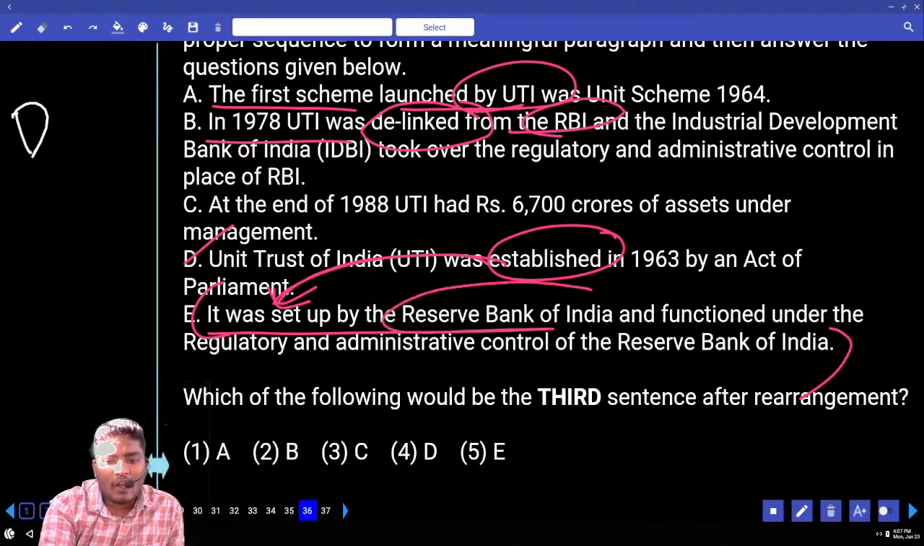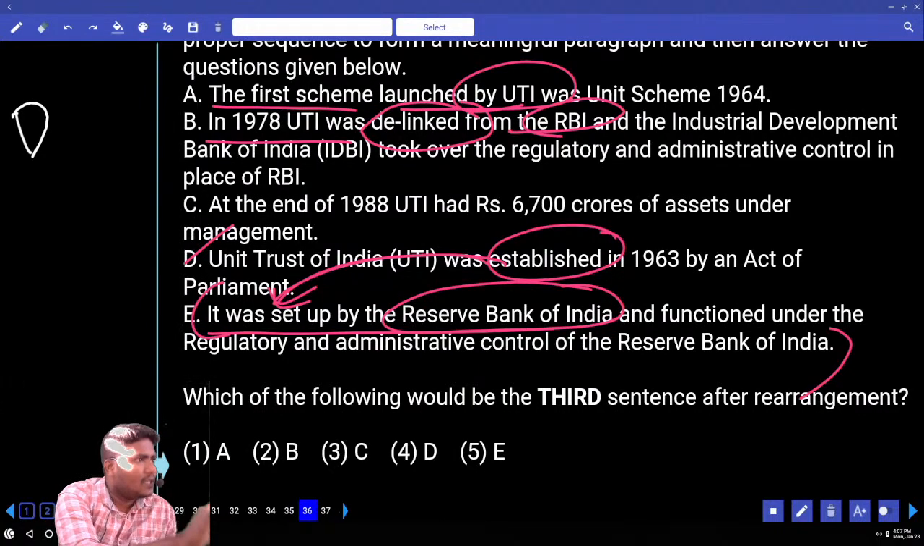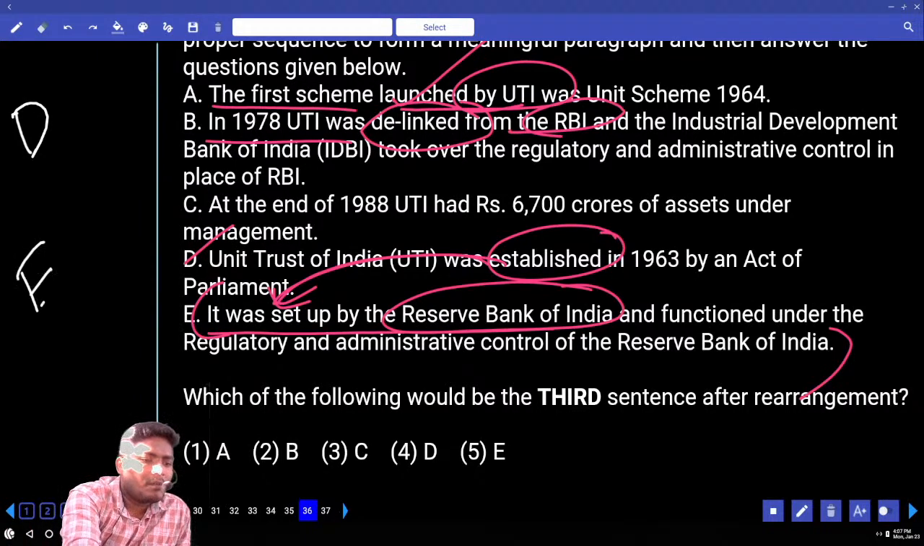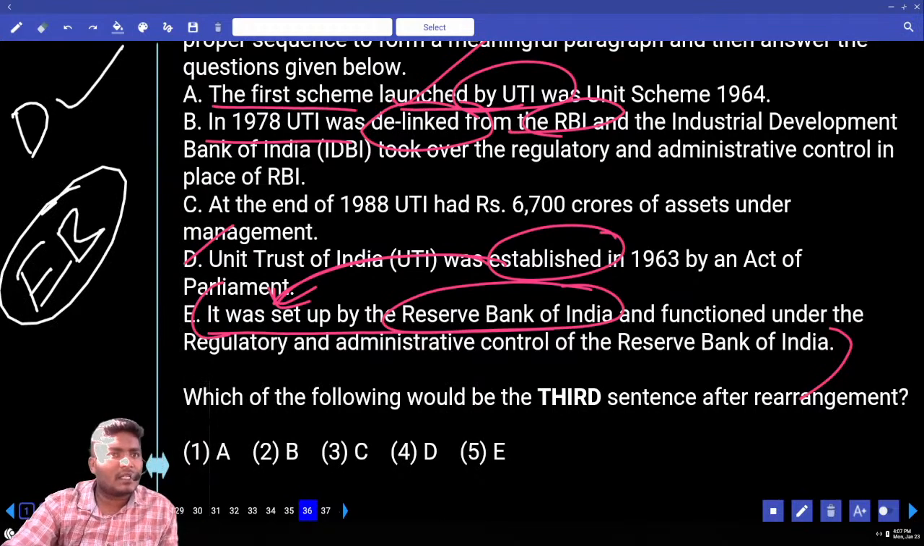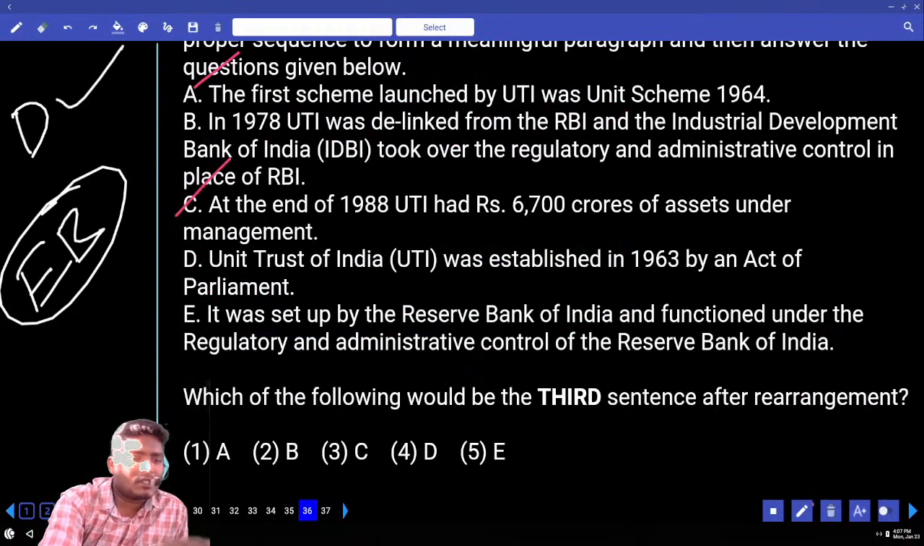Set up by the Reserve Bank of India, in the sense Reserve Bank helped this UTI for the starting. Now this is what we are calling a linker, and later we are speaking about the de-link. So what can be the pair here? Pair is EB. What is our starting sentence here? Starting sentence is D. Next, we are remaining with the two more sentences. What are they? A and C.